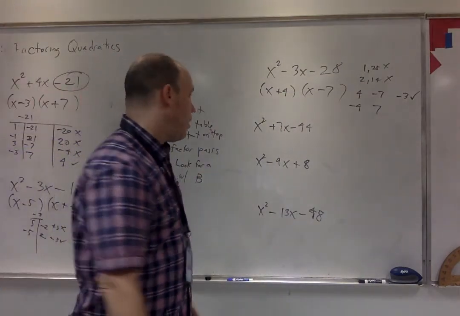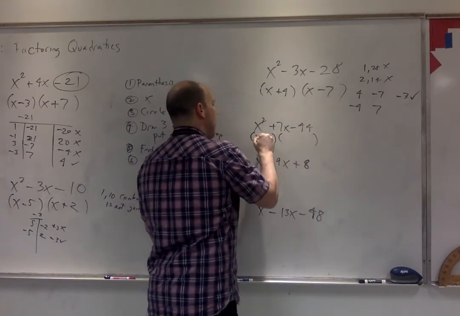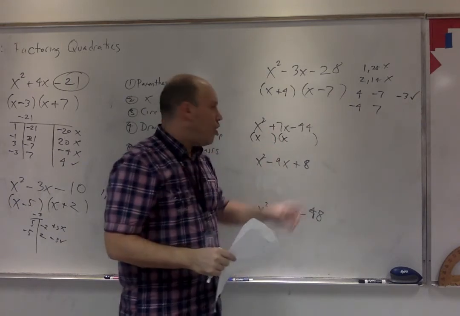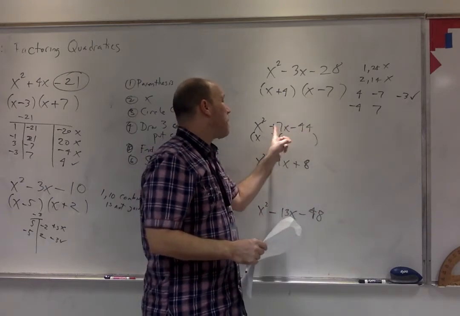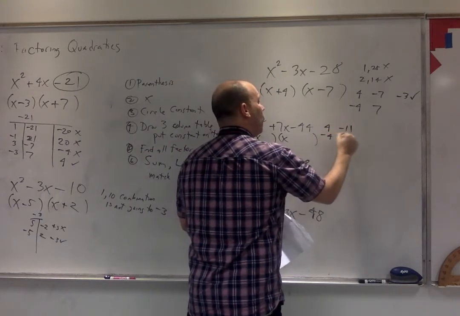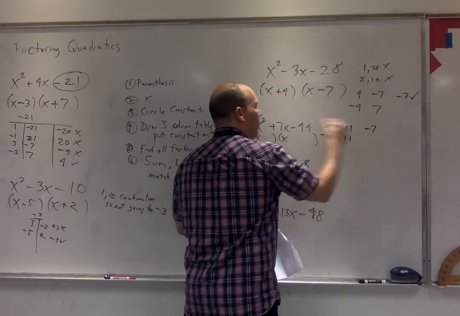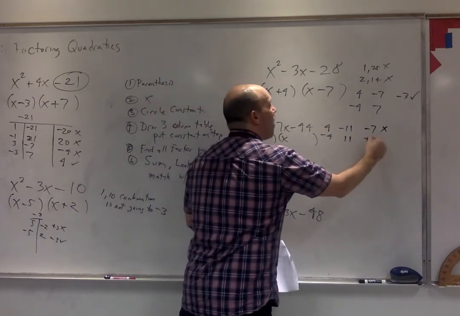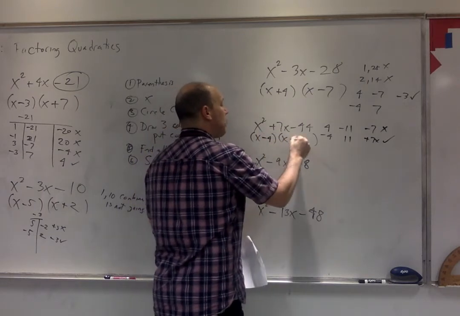Okay, we're back. Well, let's see, 44, I have my parentheses, my x's. Let's see, 1 and 44, that's not getting me to 7. 2 and 22, that's not getting me to 7. 4 and 11, yeah. Let's see, 4 and negative 11, negative 4 and positive 11. Well, 4 minus 11 is negative 7. No, that's not the match. But negative 4 and positive 11, that's my match. (x minus 4)(x plus 11).